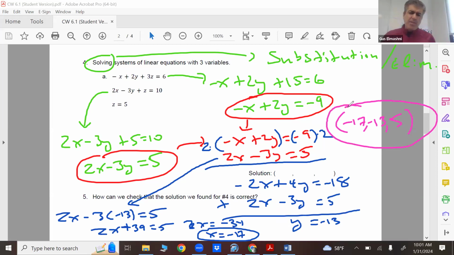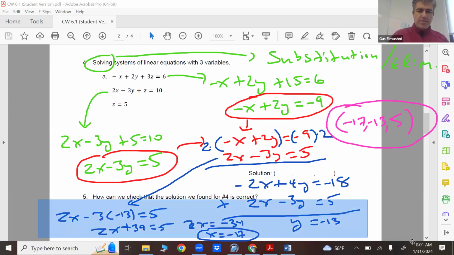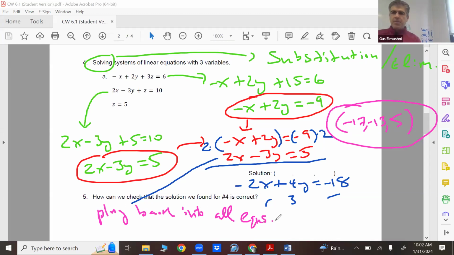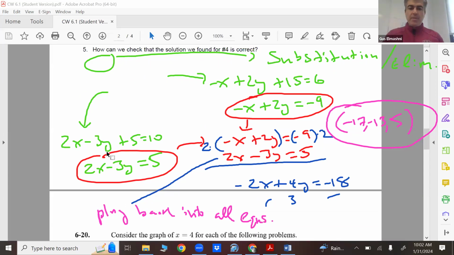You can plug back in either equation. I should work itself out. 17, -9. Yeah, it works itself out. So how do you check the solution? Plug it back in either equation. So let me erase some of the stuff here because I need some space. Plug back into all equations and see if it makes sense. So that's how you check your work. So, all right, questions? We're good.